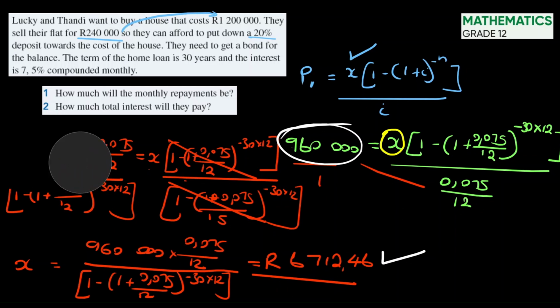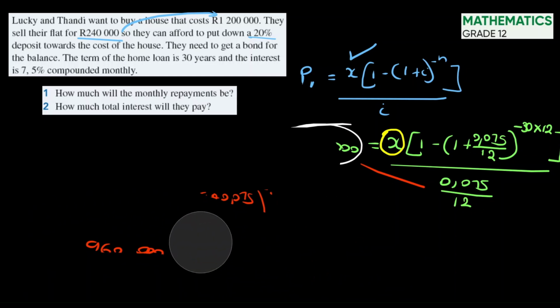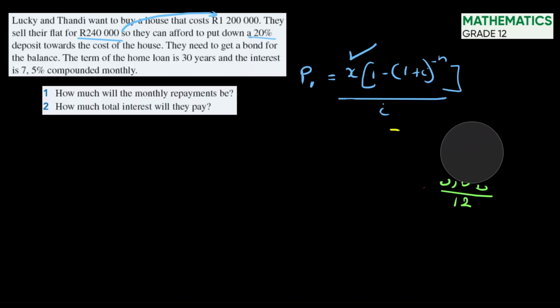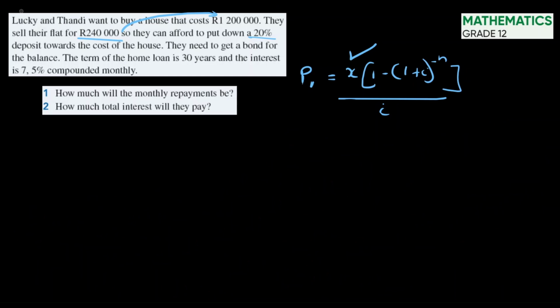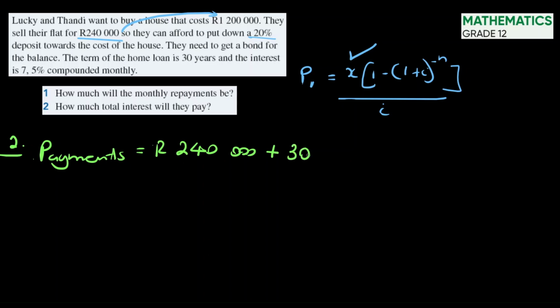Let's go back to the second part of the question. Financial maths tends to be a bit tedious at times, so you just need to have the patience for it and the accuracy. So the total payments then, remember that they paid a deposit of 240,000 plus, remember they're paying the loan repayment of 30 years, but we have to convert this 30 years into months by multiplying by 12.